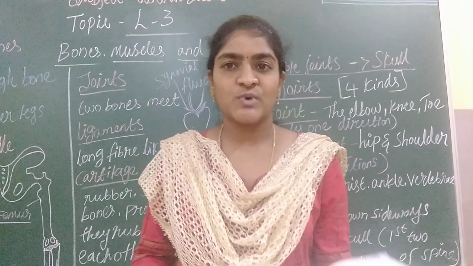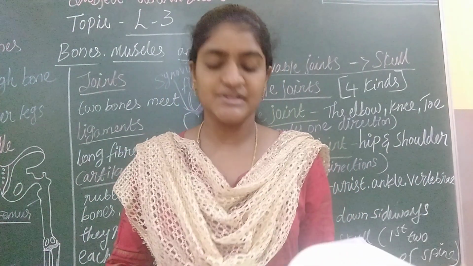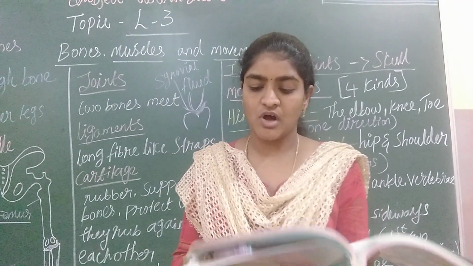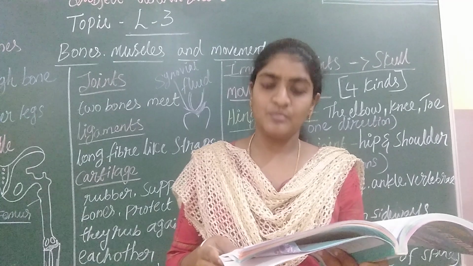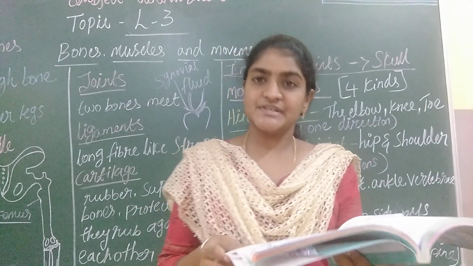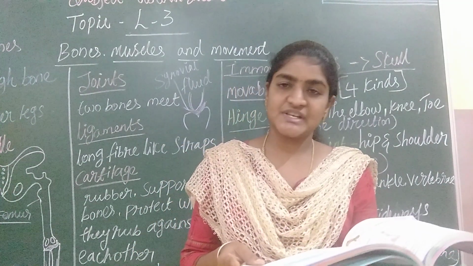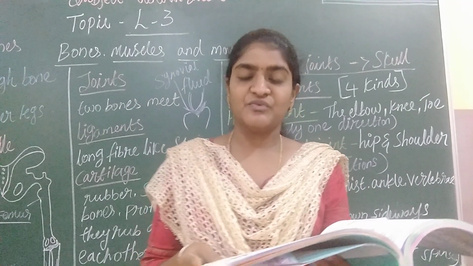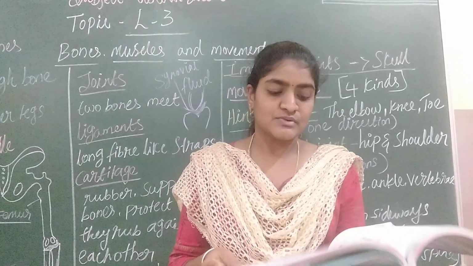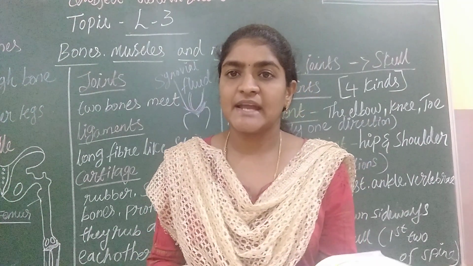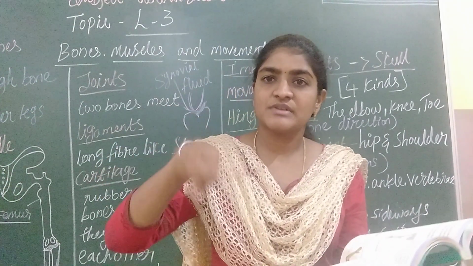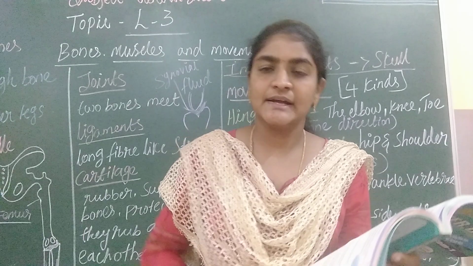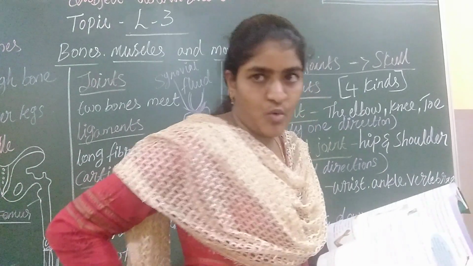And the next one is called a gliding joint. A gliding joint allows movement between connecting bones in a gliding motion. These joints are found in the wrist, ankle, and between the vertebrae of the backbone. So this kind of joint, the gliding joint, we can see in the wrist, and also in the foot, ankle and backbone.